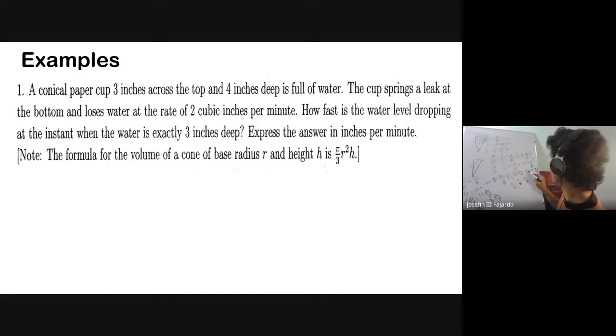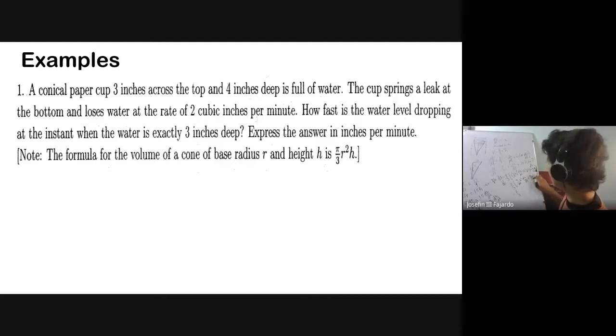Ito ay 9 plus 9 magiging 9 over 4 na lang to, di ba? Ay, 9 over 32. Kasi may times 2 pa tayo doon. So, plus 9 over 32 h squared dh/dt. Simplify natin further. So this would be pi over 3.